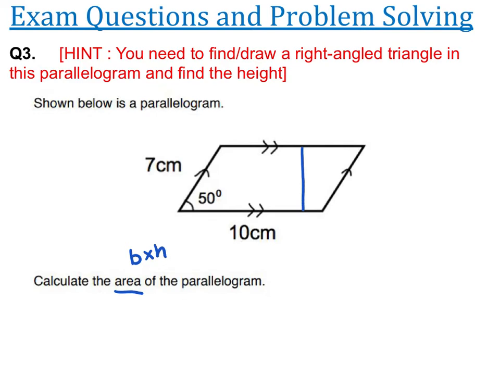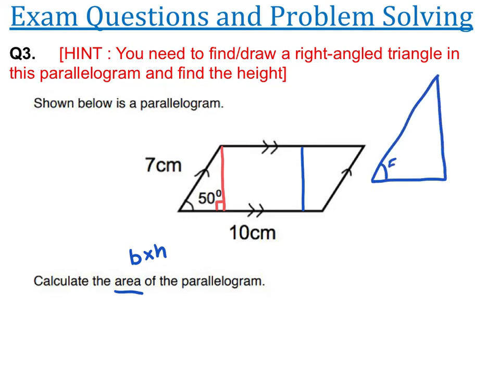My hint is that you need to find or draw a right angle triangle in this parallelogram and find the height. If you look on the left-hand side, where the 7 centimeters and the 50 degrees are, we can turn this into a triangle right there. And if I draw the line straight, I know that that's going to be 90 degrees. And from there, I can go ahead and find the height of this triangle because I know one of the sides is 7 and I know that the angle is 50 degrees. So I'll redraw it over here just to make it a little bit bigger.